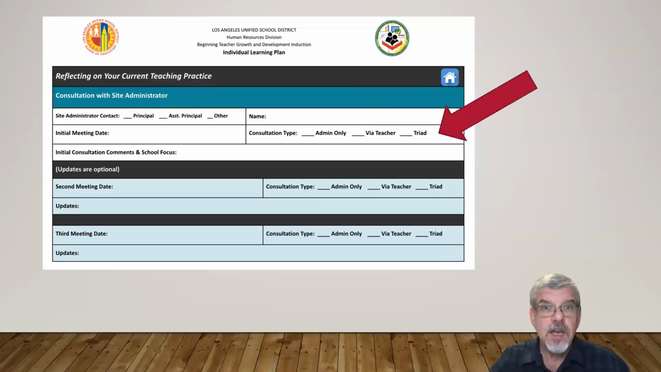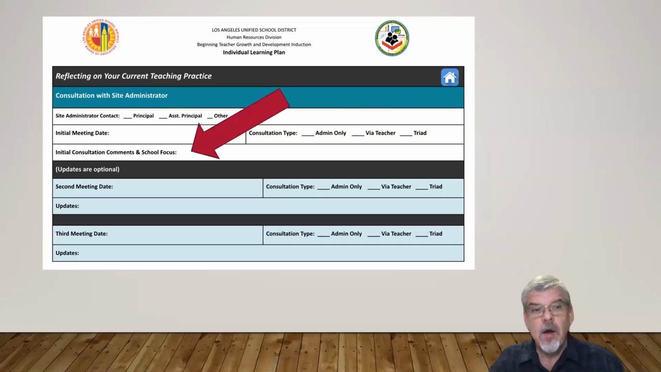The kind of consultation that you had, whether you had a triad meeting, met with the teacher, or had a meeting with the administrator. Now, here's where you're going to put your notes. They can be bullet points, they can be a running narrative, whatever style works for you. This is something that you should be filling out after talking with your candidate teacher.